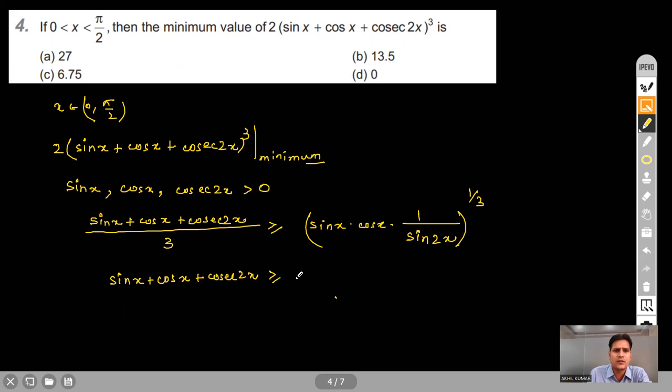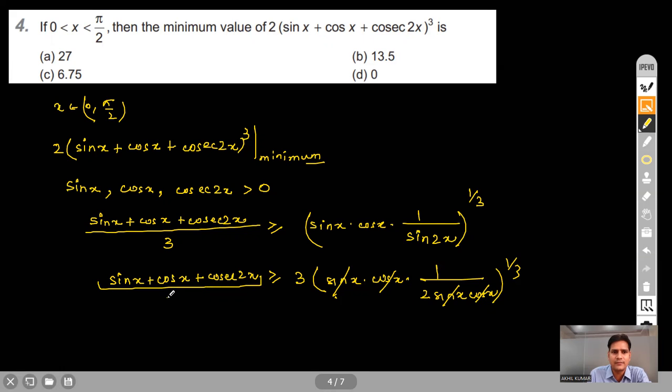This should be greater than or equal to 3 into this sine x into cos x. And I'm writing this sine 2x as 2 sine x cos x, whole raised to power 1 by 3. So this sine x will be cancelled. Cos x will be cancelled. So it will finally become this thing. Let us write it as A.